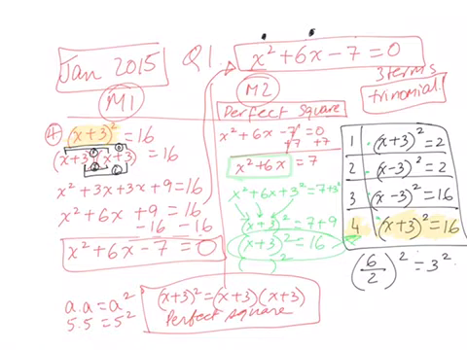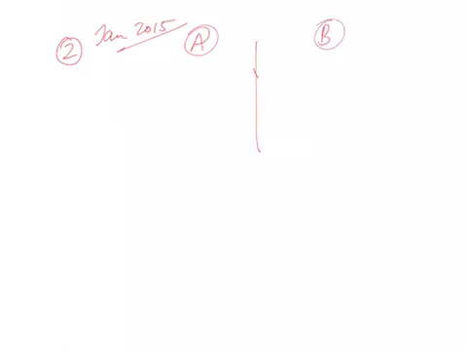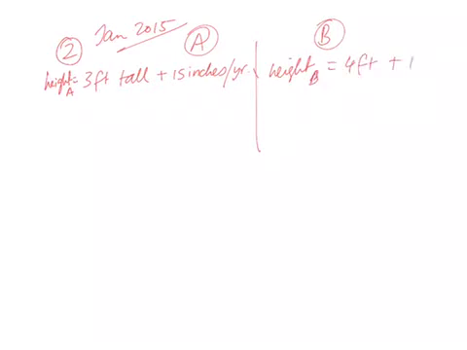Okay, let's try the next question, which is talking about 2 gardeners. So 2 gardeners. This is question 2 of Jan 2015. So 2 gardeners, A and B. Now A is 3 feet tall, and it's growing at 15 inches per year. And B's height, so height, let's put height for both. We can put height A and height B. This one is 4 feet tall plus 10 inches per year.